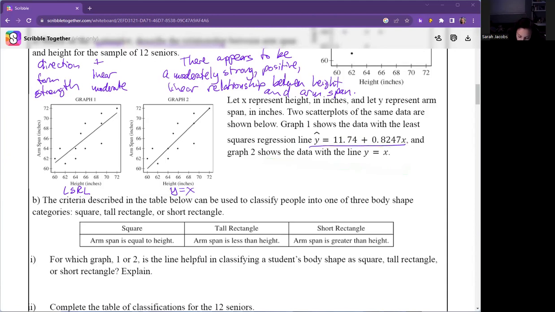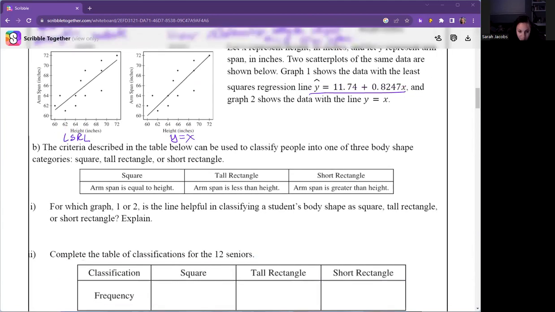Underline that. The criteria described in the table below can be used to classify people into one of three body shape categories: square, tall rectangle, or short rectangle. This is made up for this test. This is not like a stats thing that you should know. We're going to give you information and see if you can read it, process it, and use the information on the graphs to answer questions. So don't worry if you were like, I have no idea what they're talking about.